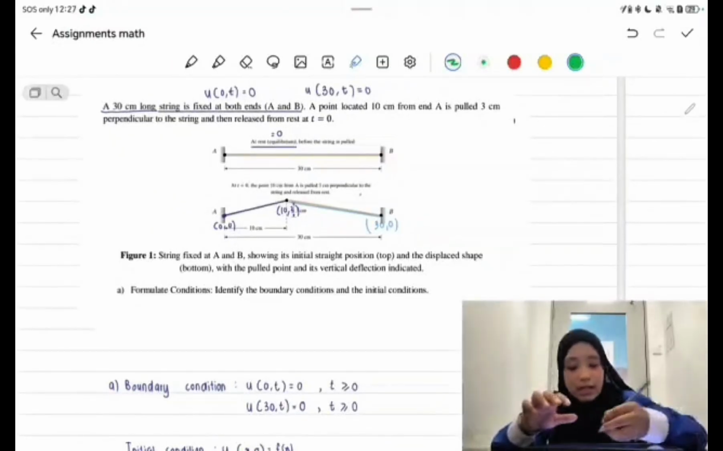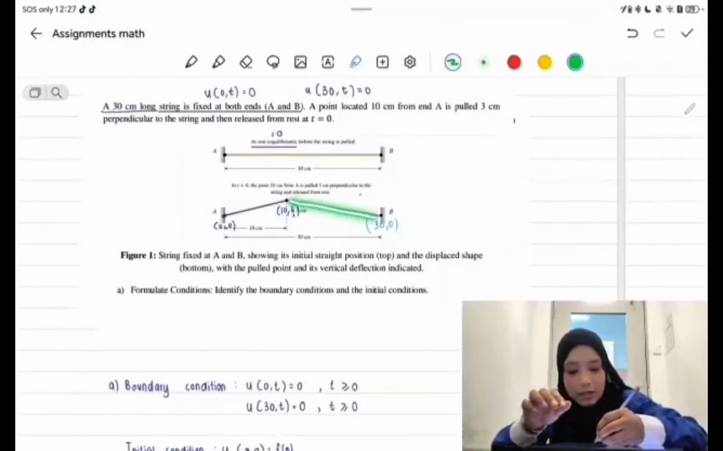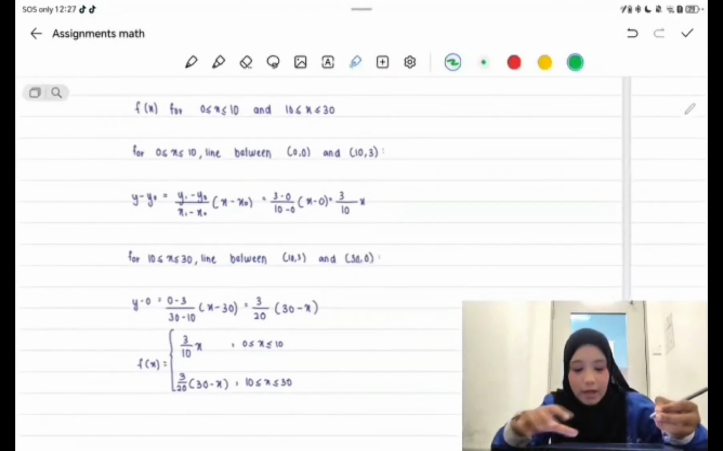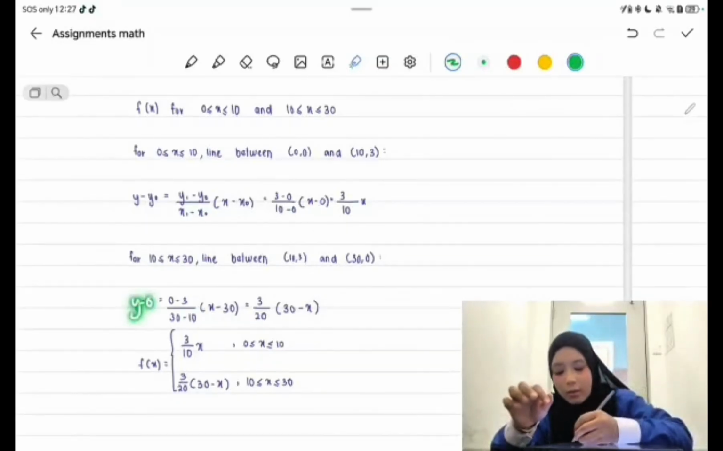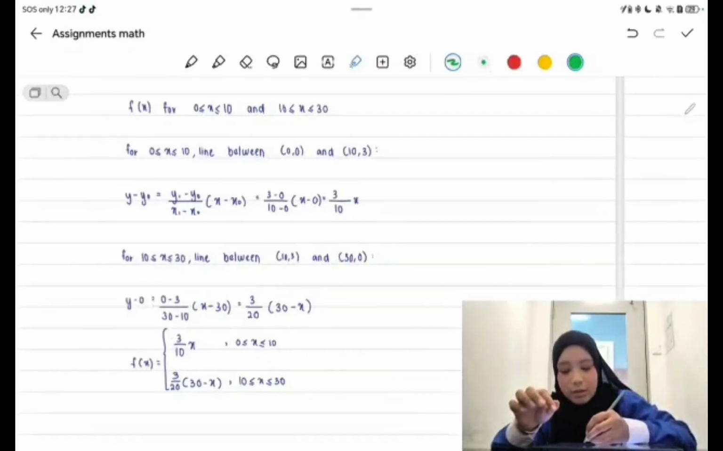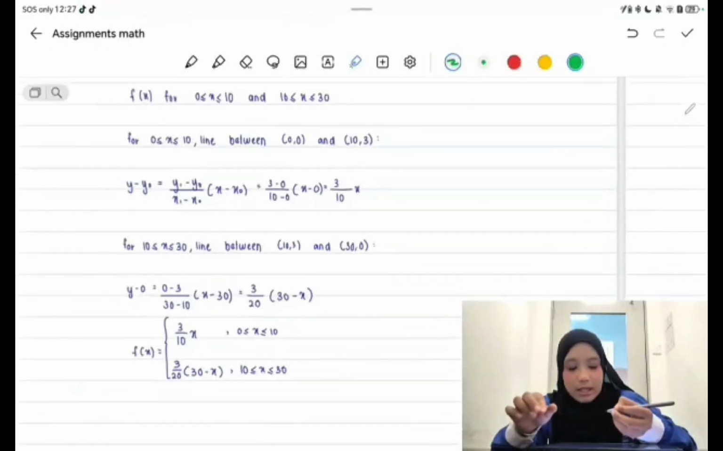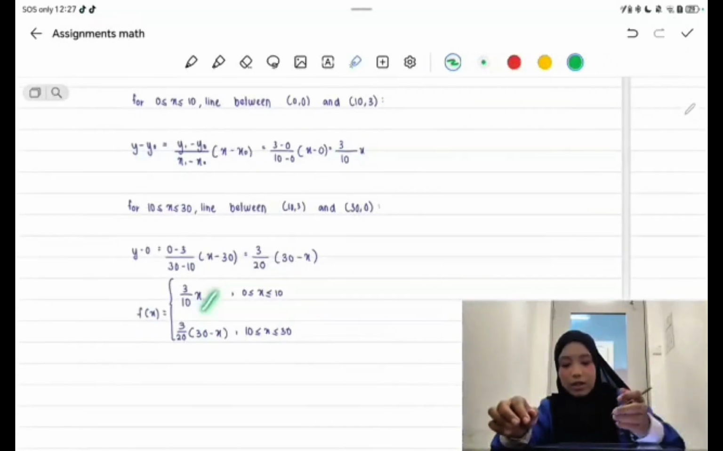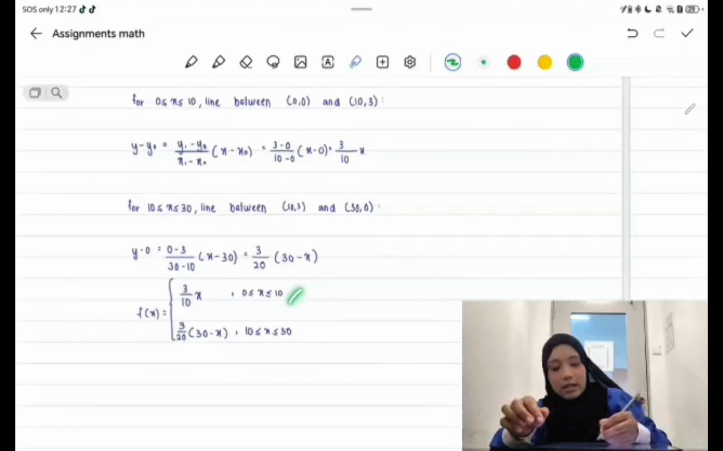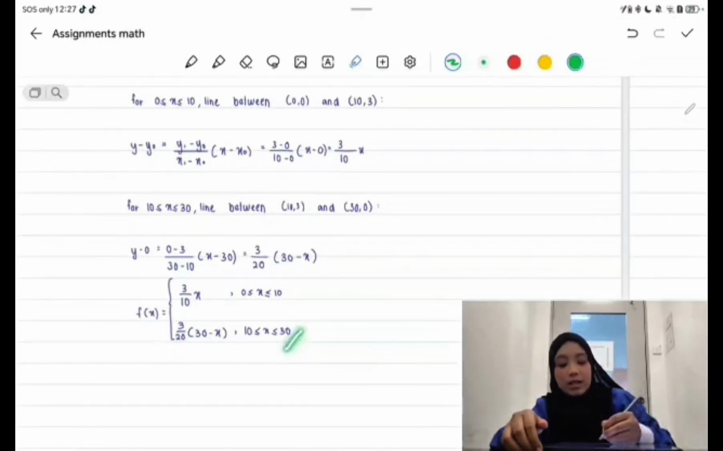For the second line, from (10,3) to (30,0), we find the equation y minus 0 and we substitute the coordinates here. We get 3/20 times (30 minus x). So the f(x) we got is 3/10 x in this range, and 3/20 (30 minus x) in this range.